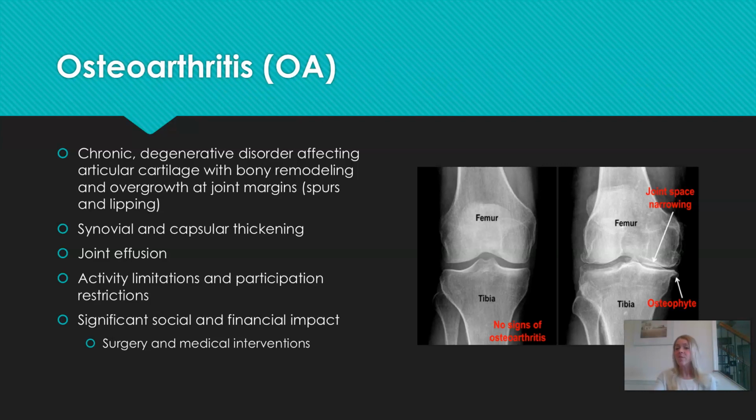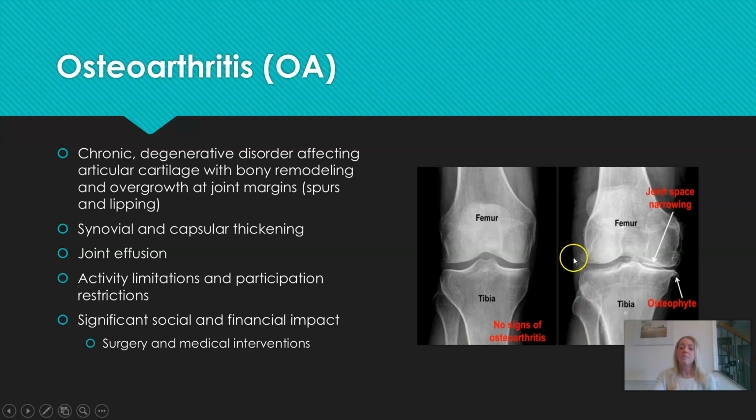This is usually self-imposed, right? The person hurts, it hurts to get up and walk around, so they're not going to as often. Osteoarthritis is one of the leading causes of disability in the older population in the United States, so there is a significant social and financial impact.